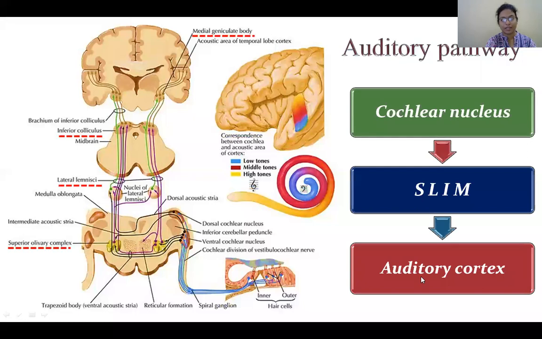So SLIM is nothing but S stands for superior olivary complex, L stands for lateral lemniscus, I stands for inferior colliculus and M stands for medial geniculate body. So this is how you can remember the auditory pathway. The auditory pathway, as it has got 5 orders of neuron, this formula may help you in remembering it.